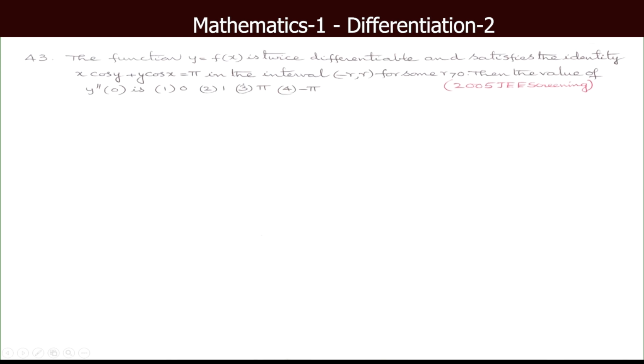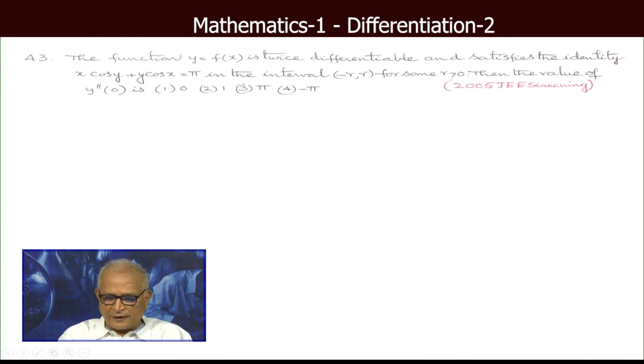Okay, next. The function y = f(x) is twice differentiable and satisfies the identity x cos y + y cos x = pi in the interval (-r, r) for some positive r. That means this interval is a neighborhood of 0. Why is this interval given? It is to say that in the neighborhood of 0 the function y = f(x) is clearly defined, because the open interval (-r, r) always includes 0 as its midpoint. So f(x) is defined everywhere in the neighborhood of 0, including 0.